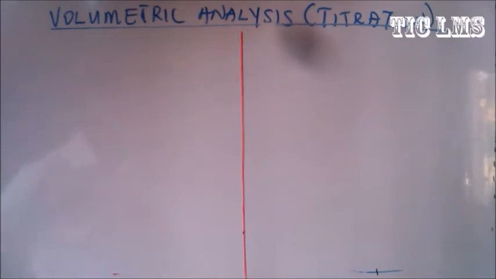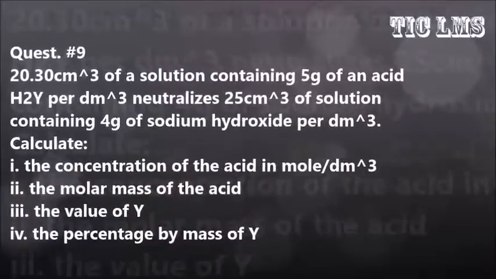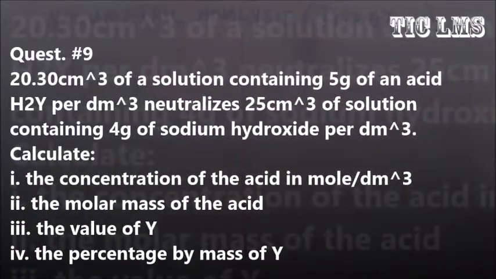Alright, so here comes the next question. It says 20.30 cm cubed of a solution containing 5 gram of an acid H2Y per dm cubed neutralizes 25 cubic centimeter of solution containing 4 gram of sodium hydroxide per dm cubed. Calculate I, the concentration of the acid in mole per dm cubed, II, the molar mass of the acid, III, the value of Y, and IV, the percentage by mass of Y.